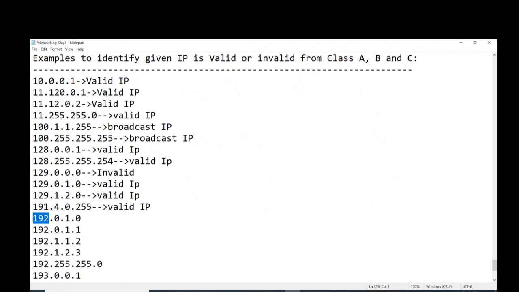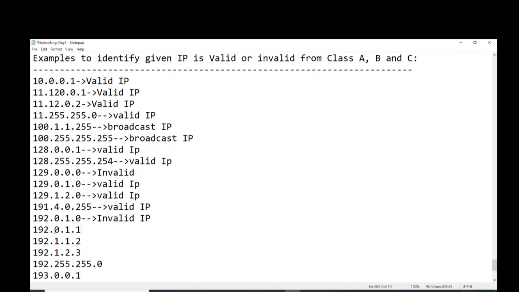Okay, class C. What is the network ID of the class C? This is the network ID, 190. So what is the host ID? This one, zero. So does this IP have a valid network ID? Yes, sir. Valid host ID? No, sir. Then it is an invalid IP, sir. Correct.